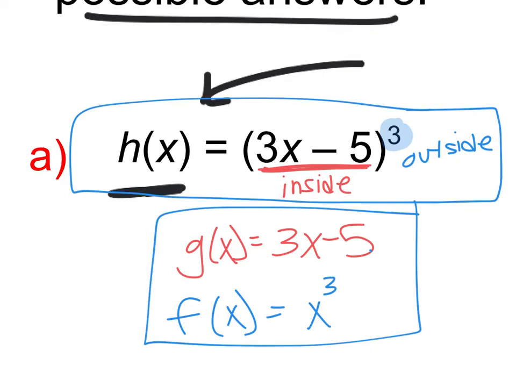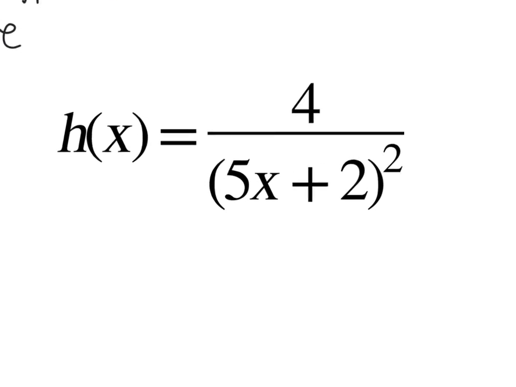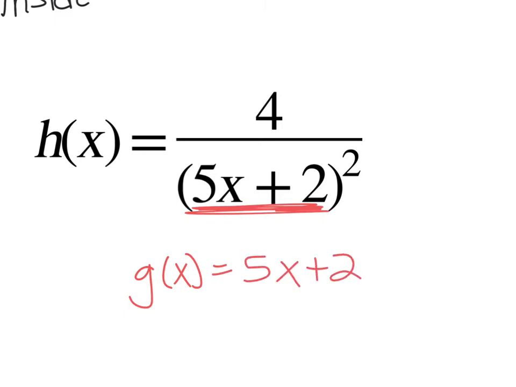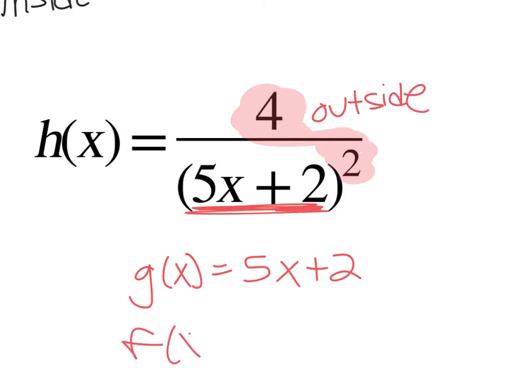All right, so let's do the same thing for letter B. Let's look inside, outside. Here we have a fraction, and that's okay. What I notice that's inside is the 5x plus 2, inside the parentheses. So my g of x, my inside function, is 5x plus 2. Now everything that's around that is a 4 in the numerator and the squared in the denominator. So my outside function, my f of x, would be 4 in the numerator and a squared in the denominator, and I have to say that that's x squared because that's what got replaced.